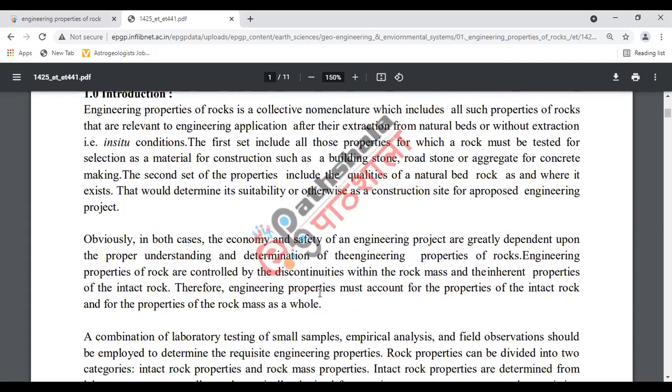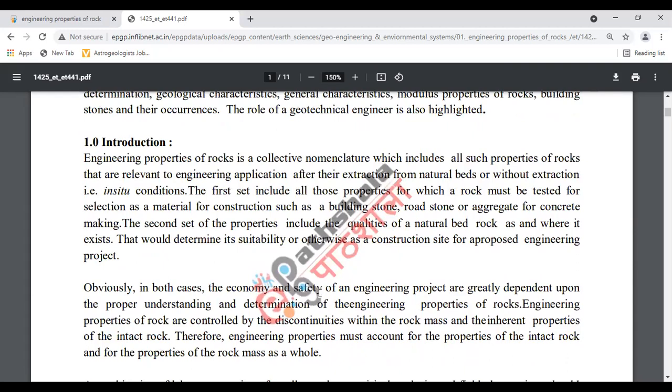The introduction means engineering properties of rocks is a collective nomenclature which includes all such properties of rocks that are relevant to engineering application, after their extraction from natural beds or without extraction, that is in situ conditions. The first set includes all those properties for which a rock must be tested for selection as a material for construction, such as a building stone, road stone, or aggregate for concrete making.